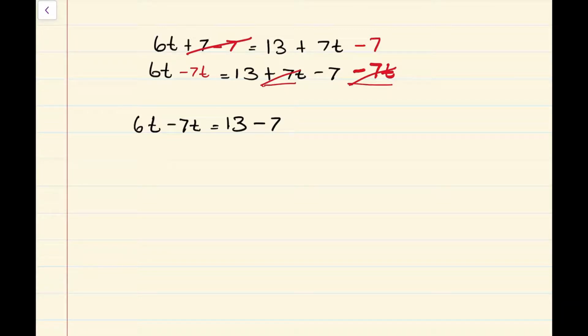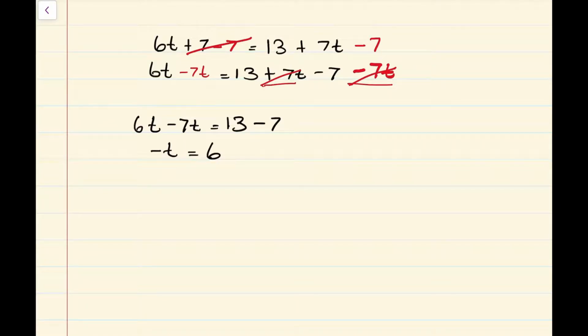And 6t minus 7t is just going to give us negative t, or negative 1t, which is the same as negative t. And 13 minus 7 is equal to 6. Okay? And so if we look here, we have negative t is equal to 6. But what we want to do is make this t positive. So we would have to take out this negative sign that's in front of the t.